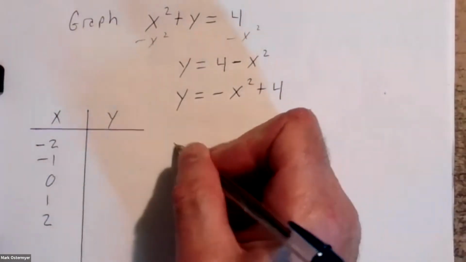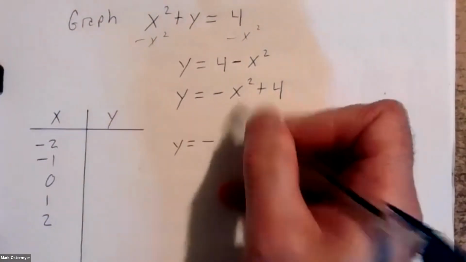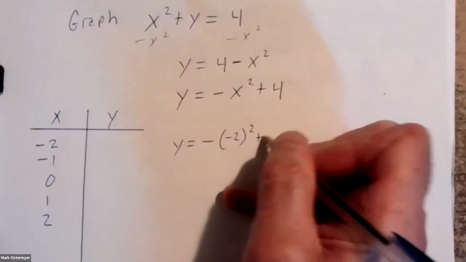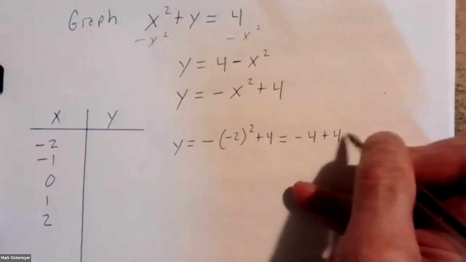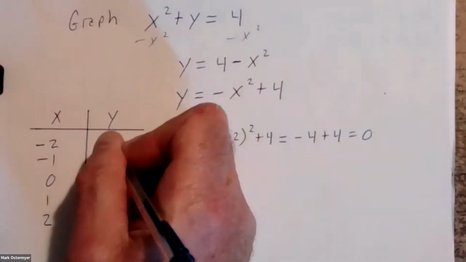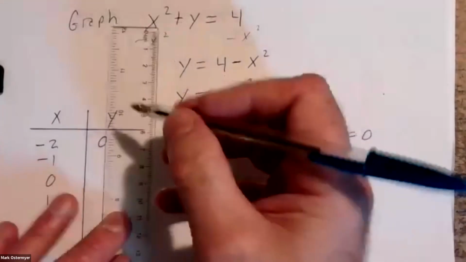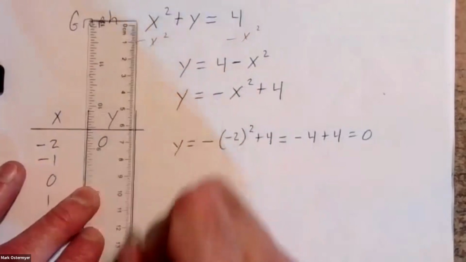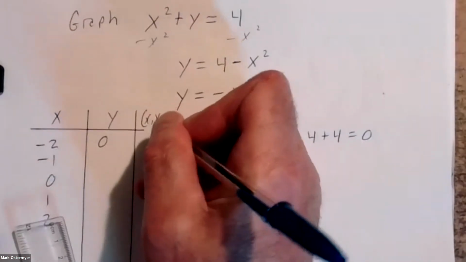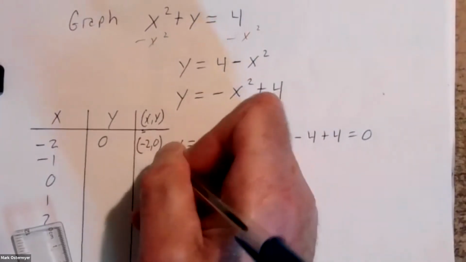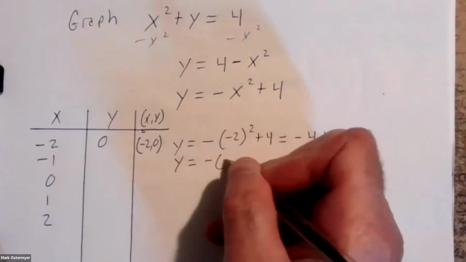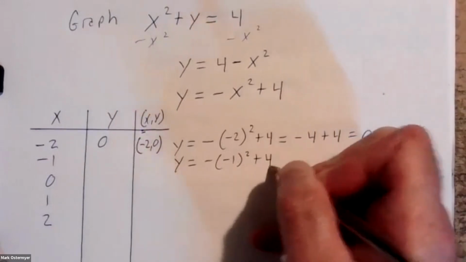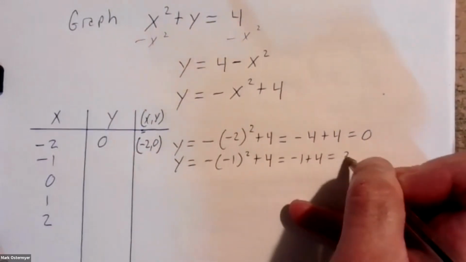So if x is equal to -2, y is going to be found by replacing x with -2. So therefore we have the opposite of 4 plus 4, in which case we get 0. So when x is -2, y is 0. And therefore I have found an ordered pair solution for this equation to be (-2, 0). If x is -1, y will be found by replacing x with -1, in which case I get -1 plus 4, or 3.